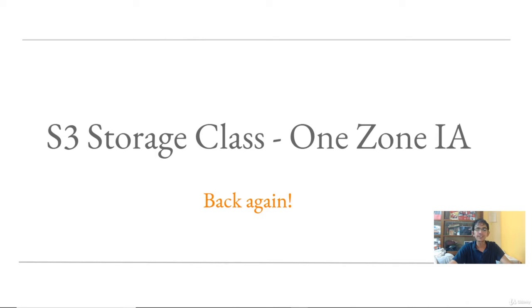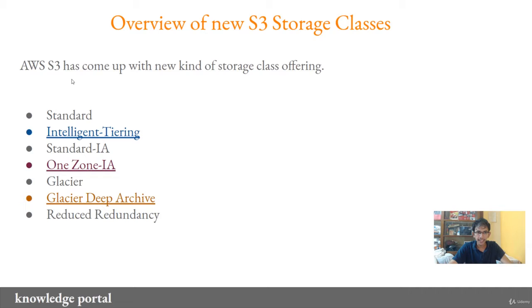Now in today's video we will be discussing one of the new S3 storage classes, which is One Zone Infrequent Access. Now as we have already discussed, Amazon S3 has come up with various new storage class offerings like Intelligent-Tiering, One Zone Infrequent Access, as well as Glacier Deep Archive. Intelligent-Tiering is something that we have already discussed. So in today's video, we'll focus on the One Zone Infrequent Access based storage class.